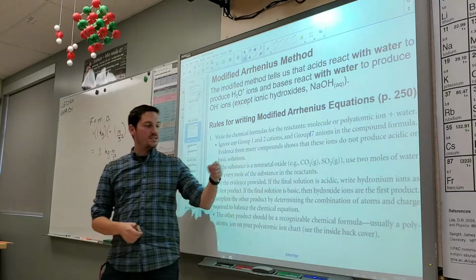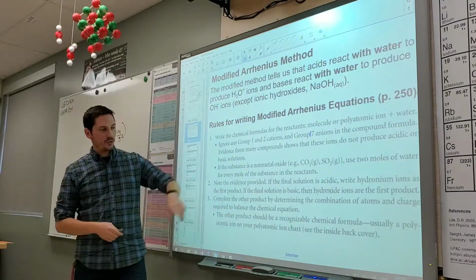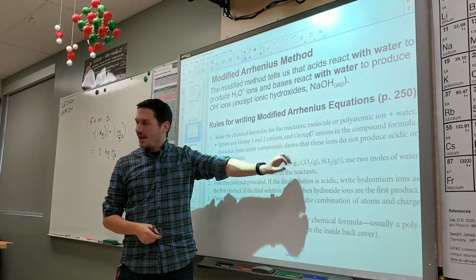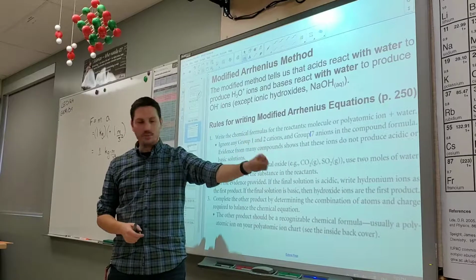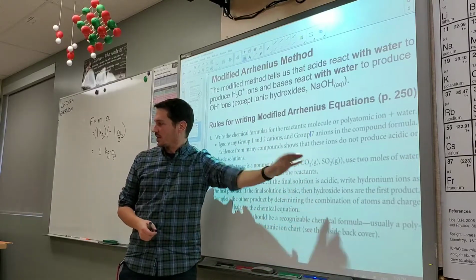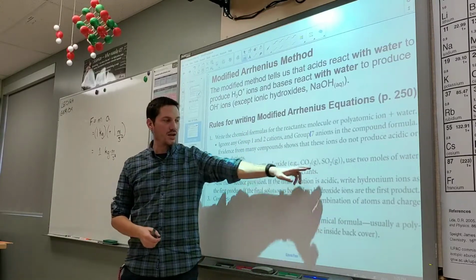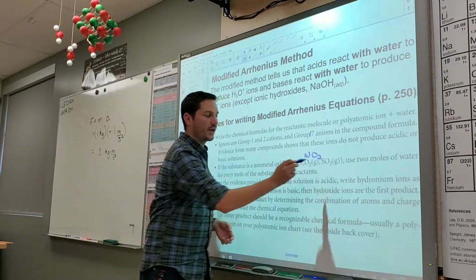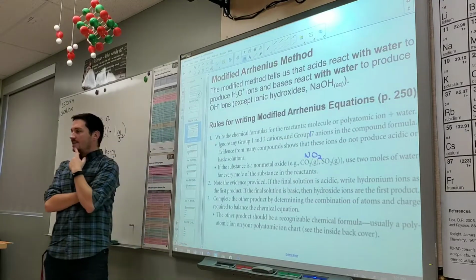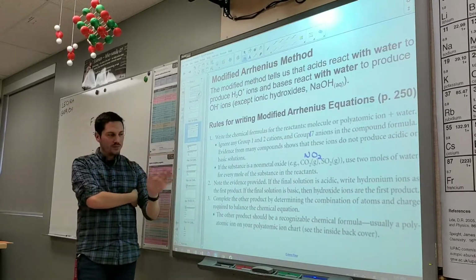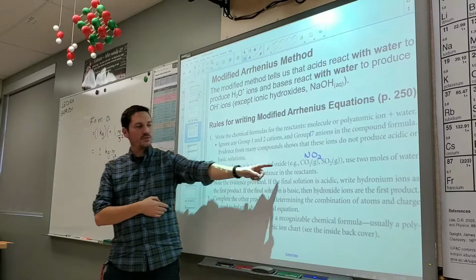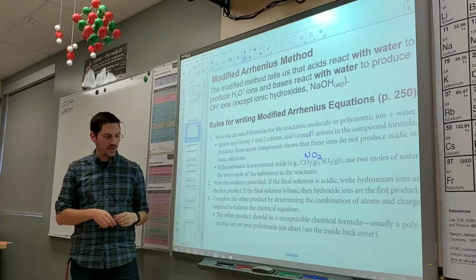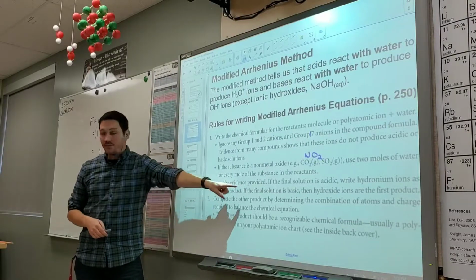Okay, if the substance is a non-metal oxide, we'll talk about that a little bit later. A non-metal oxide is any oxide that doesn't include a metal: carbon dioxide, carbon monoxide, sulfur dioxide, maybe even nitrogen dioxide. We'll talk about it later, but we'll include that. If you have something like that, you have to use 2 moles of water for every mole of the substance that reacts. Note the evidence provided, right?